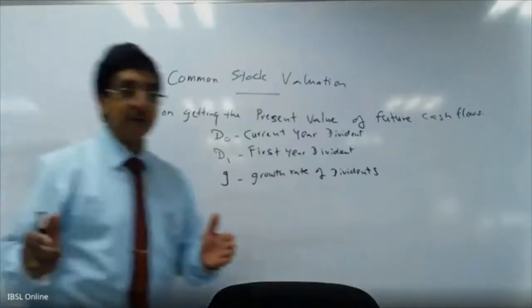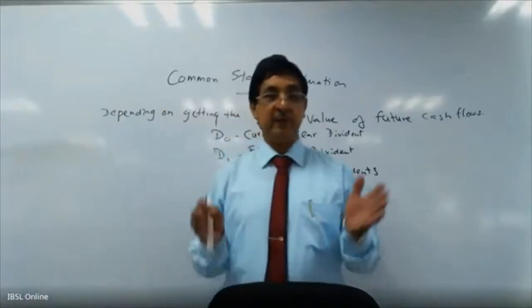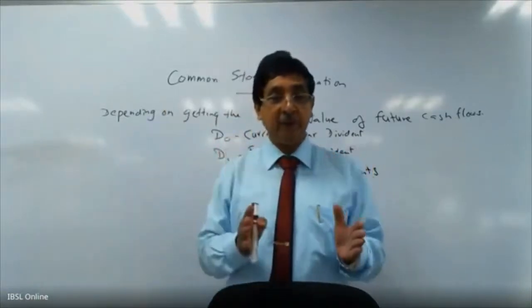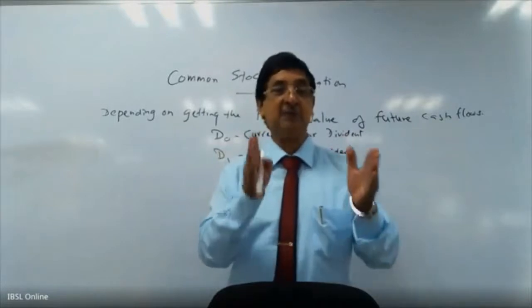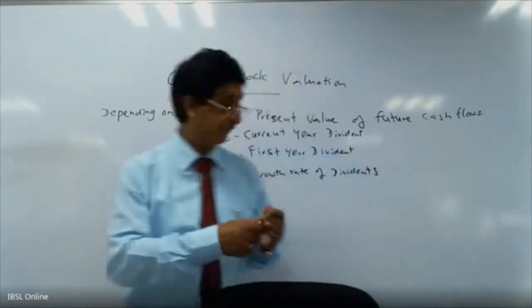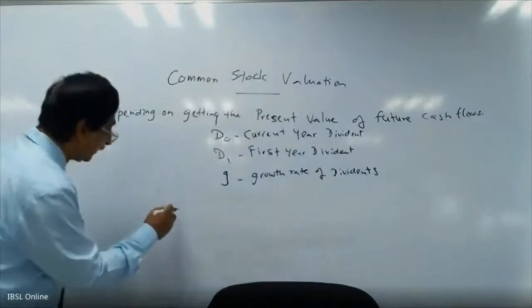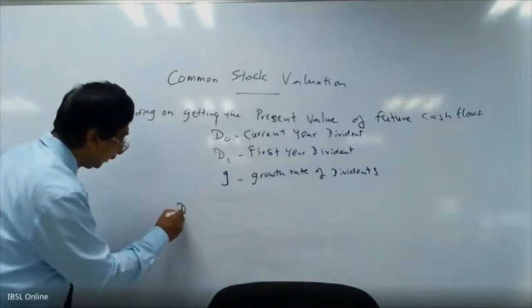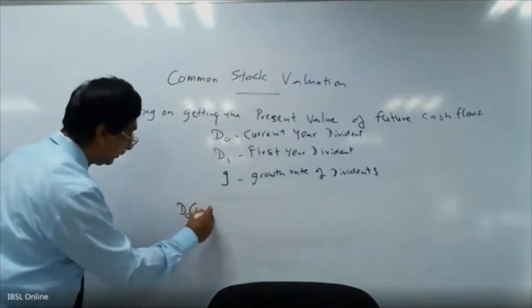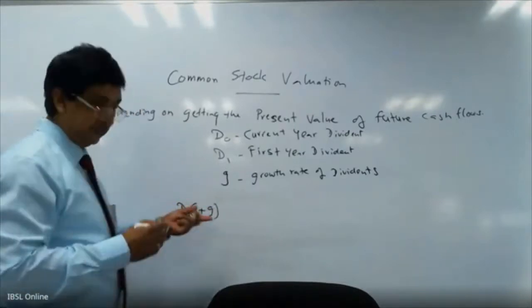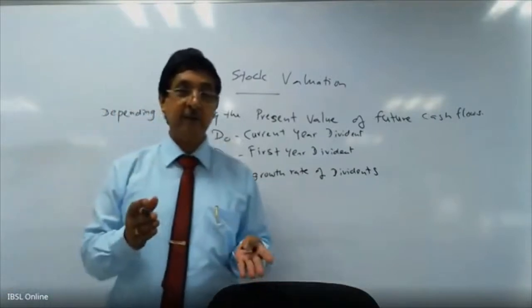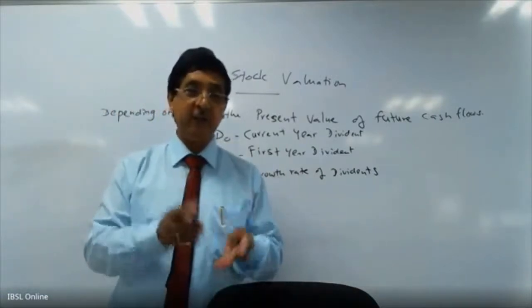Now what I am going to do is write on the board the summation of future cash flows for a stock. The first cash flow is D0 into 1 plus g. We normally put it as D1. D1 is equal to D0 into 1 plus g.